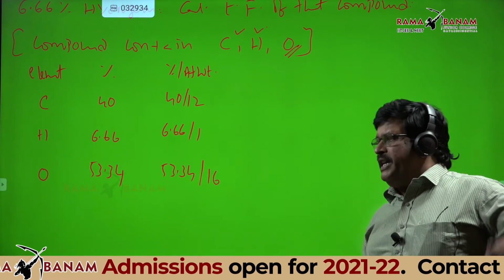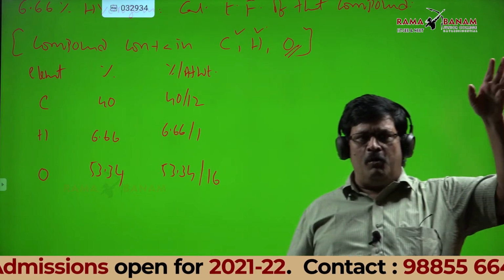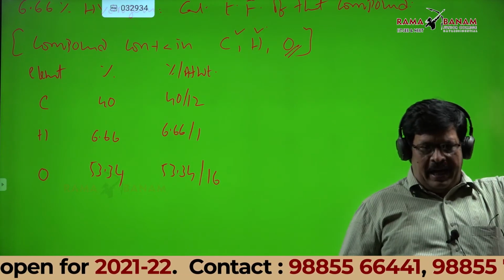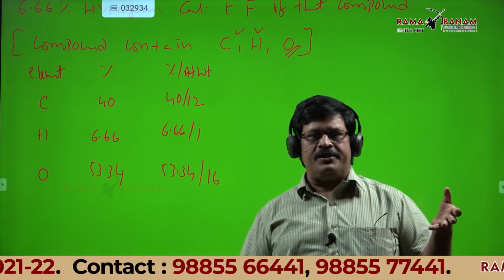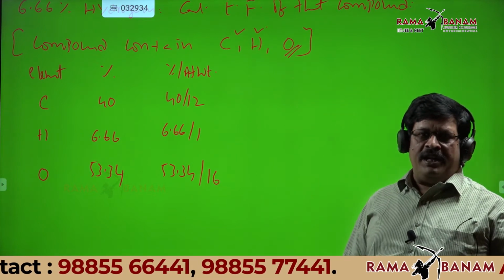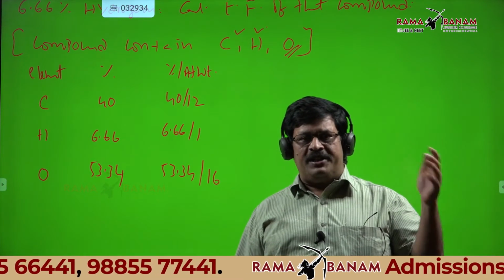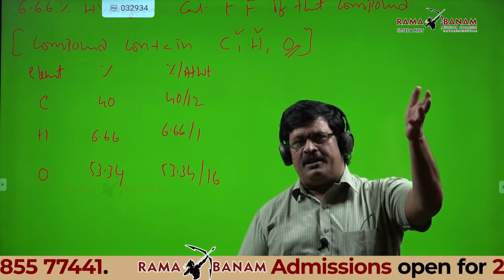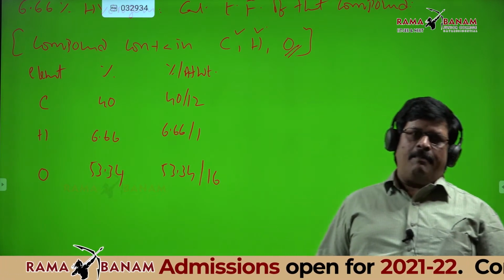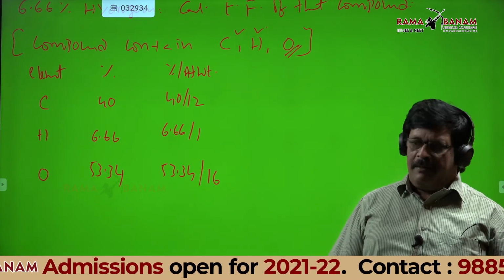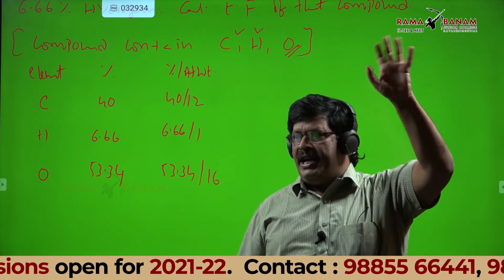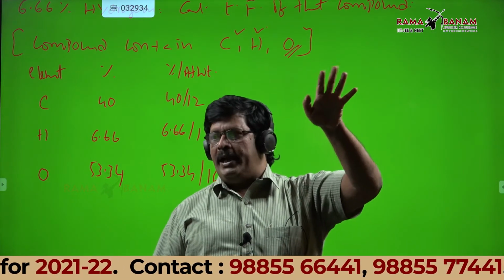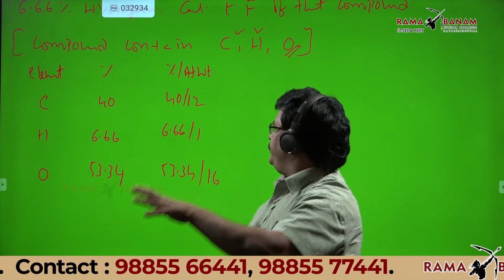Wait. Students, please, all of you mute your mobiles. That may be a disturbance for the remaining students. So in the first column I wrote the element, in the second column the percentages, and in the third column the percentages divided by atomic weights. Students, any doubt up to here?